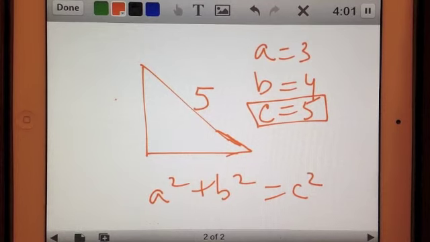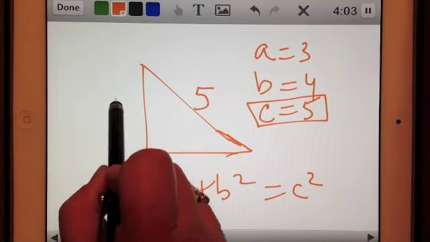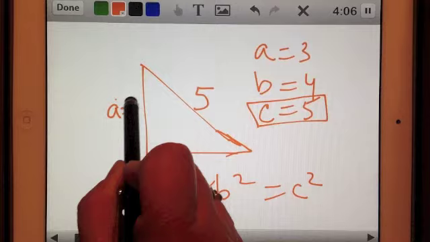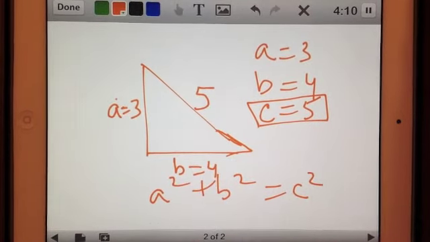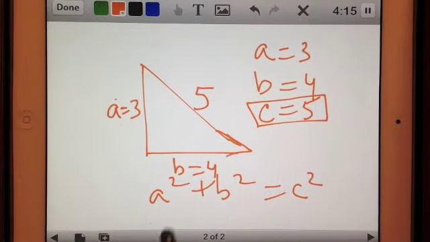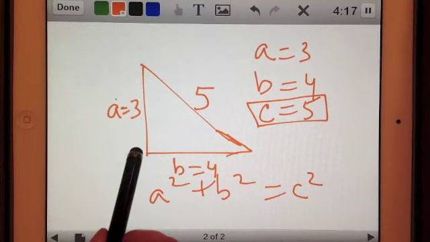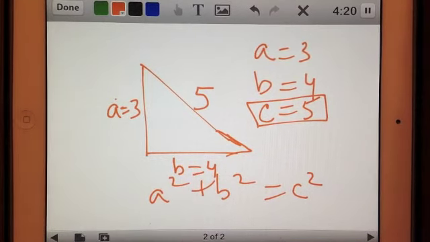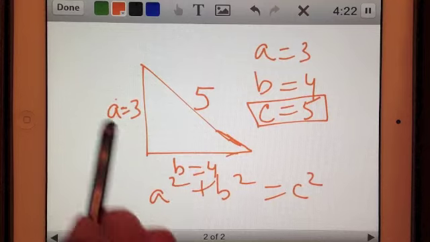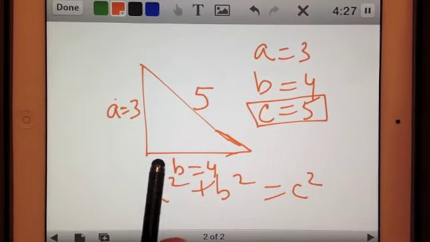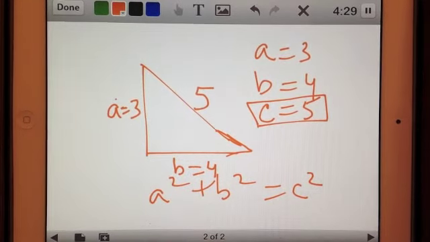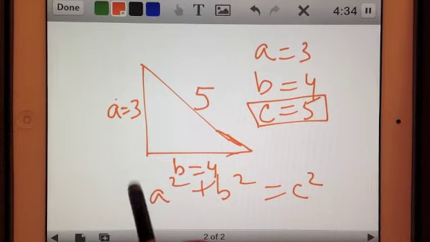And only by a quick visual, I might say that maybe this one is A, which is 3, and this is B, which is 4. Now, I'm not using units of measurement here. We can pretend they're centimeters. So this is going to be 4 centimeters long, this is going to be 3 centimeters long, and this is 5 centimeters long. But as long as A and B refer to the legs, the two sides that are right next to this right angle, then I will be plugging in numbers correctly into this formula.